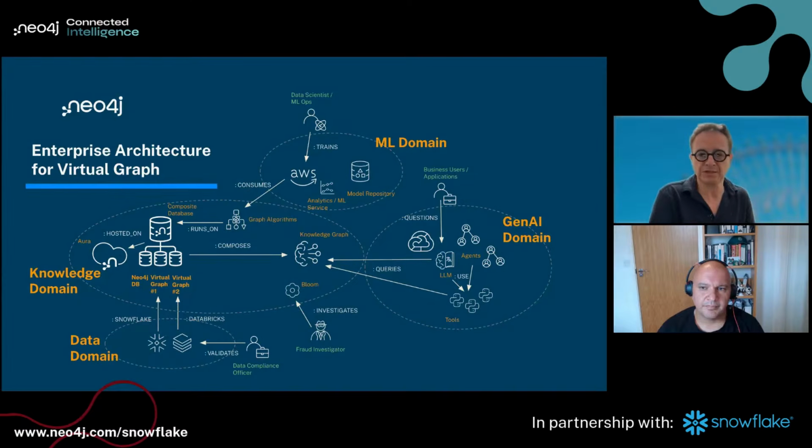So that would be a typical scenario in, for example, finance, where you have an existing fraud model and you want to enrich it with certain graph features that are computed on your data without moving it, using graph algorithms that run in Neo4j. So that's where that machine learning domain enters the picture here.